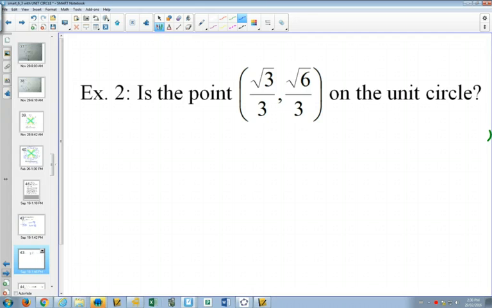Is the point root 3 over 3, root 6 over 3 on the unit circle? Okay. For this one, we're going to use one of our 3 big ideas. Can you say what the 3 big ideas were? Well, actually, we're going to use 2 of the 3 big ideas.